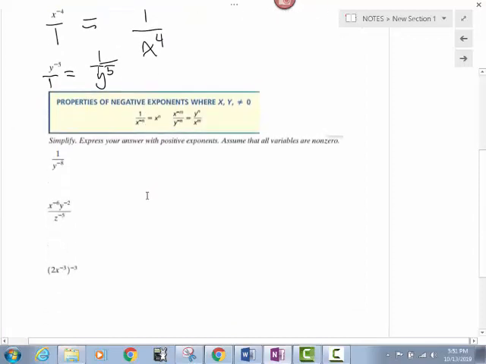Let's take a look at the next part. So we have properties of negative exponents. Okay, so let's look at the first one here. Notice what it says. If my exponent is negative, but it's on the bottom, think of this as a fraction as well, guys. We're going to flip it, and if that negative exponent is on the bottom, now it's moving to the top.